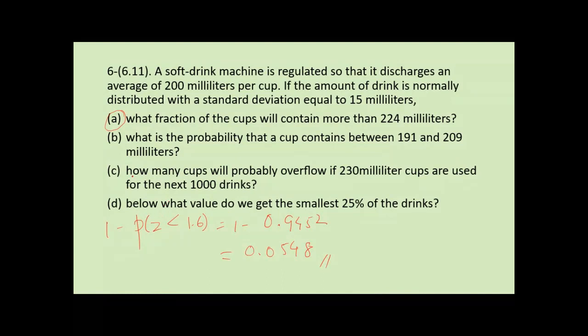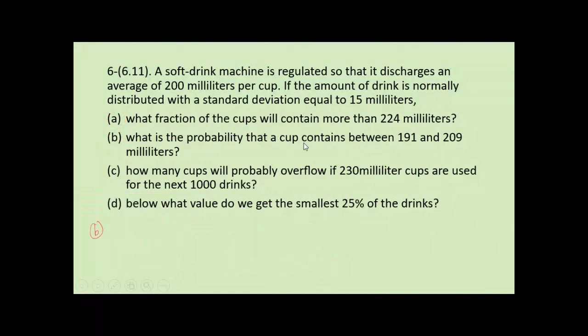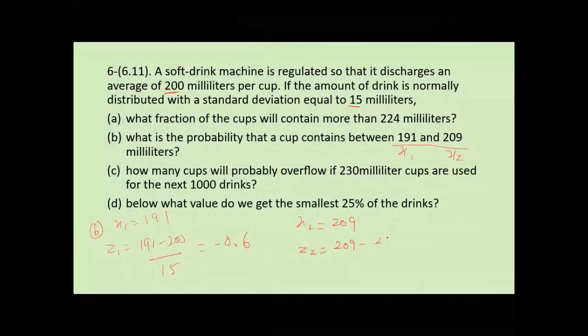Next, for problem number B. X is between 191 and 209, and we have our mu and sigma. So this is x1, this is x2. For every x, find z. X1 is 191. Therefore, z1 is 191 minus 200 divided by 15, which is negative 0.6. Verify this one. X2 is 209. So z2 is 209 minus 200 divided by 15, which is the same distance 9, isn't it? It's a 9 on both sides, so it will be positive 0.6. So 0.6 on both sides.